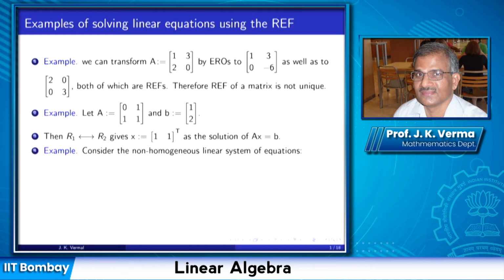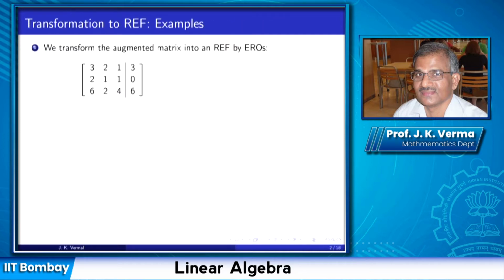Let's look at a non-homogeneous linear system of equations. There are 3 variables and there are 3 equations. It is not clear at this moment whether this system of 3 equations in 3 unknowns has a solution. So let us extract the coefficient matrix and make an augmented matrix. This is the augmented matrix, and we will convert this into row echelon form. Let us look at the first column, and the very first entry in the first column is non-zero, and therefore this becomes a pivot.